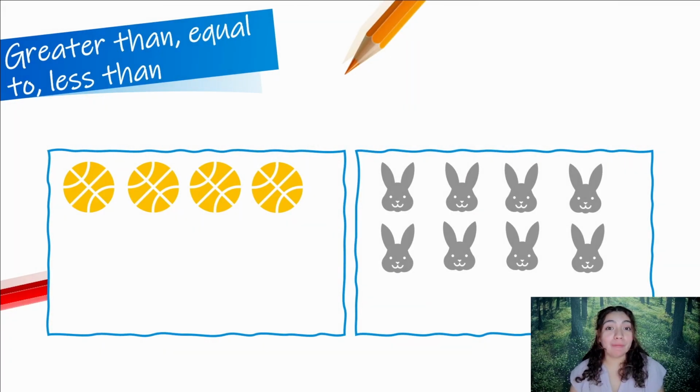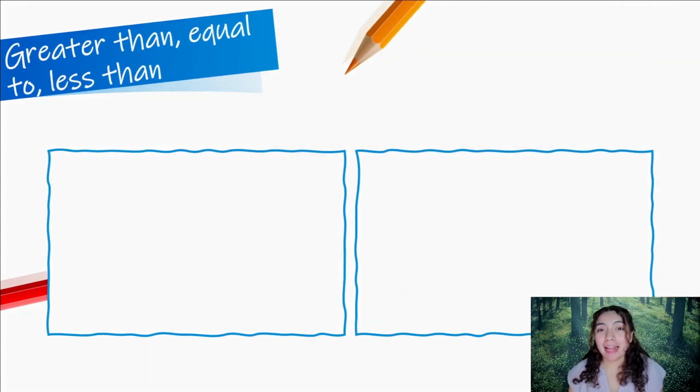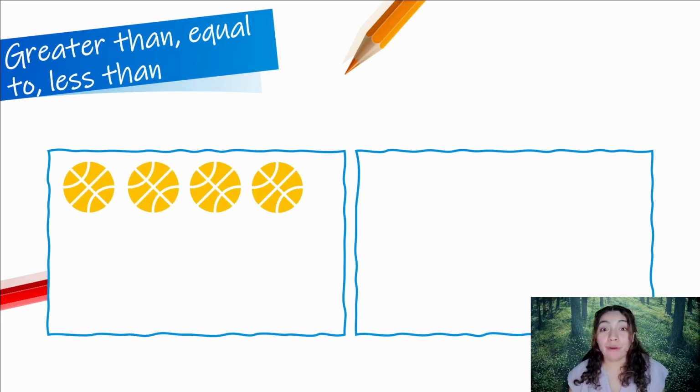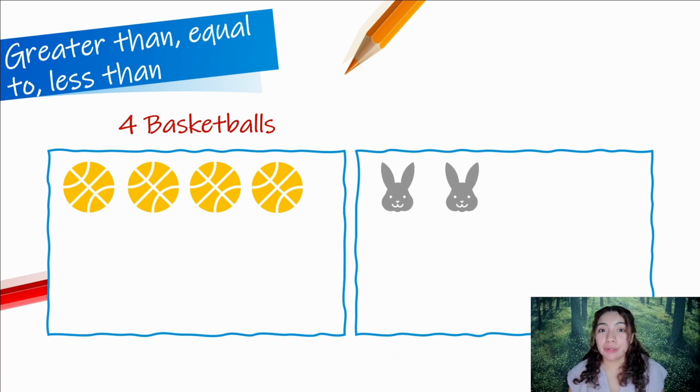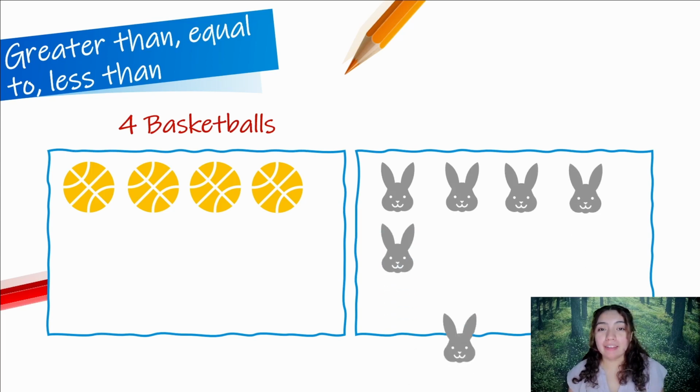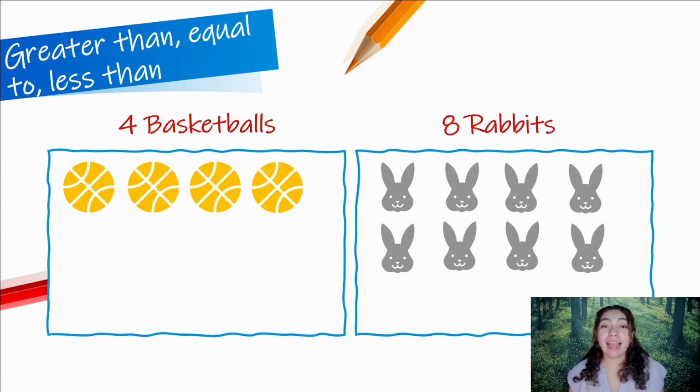Here we have a group of basketballs and a group of rabbits. Let's count how many basketballs we have first. 1, 2, 3, 4. We have 4 basketballs. Now let's count how many rabbits we have. 1, 2, 3, 4, 5, 6, 7, 8. We have 8 rabbits.